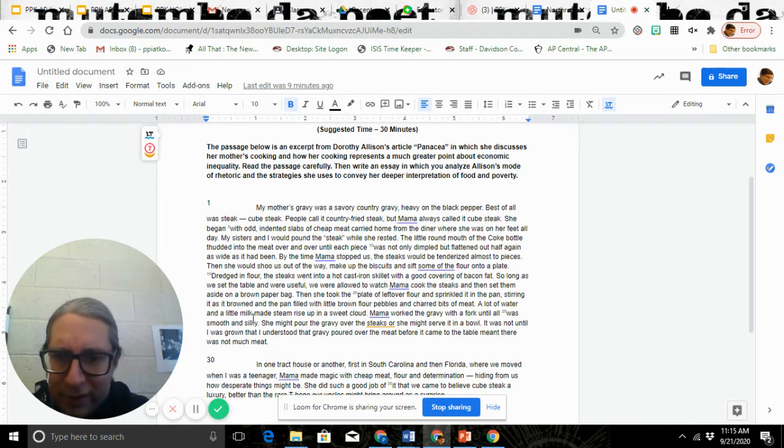Yeah, a lot of water and a little milk. Once again, the use of water as opposed to milk, kind of invoking the fact that they were using what they could, what they can use a lot of.